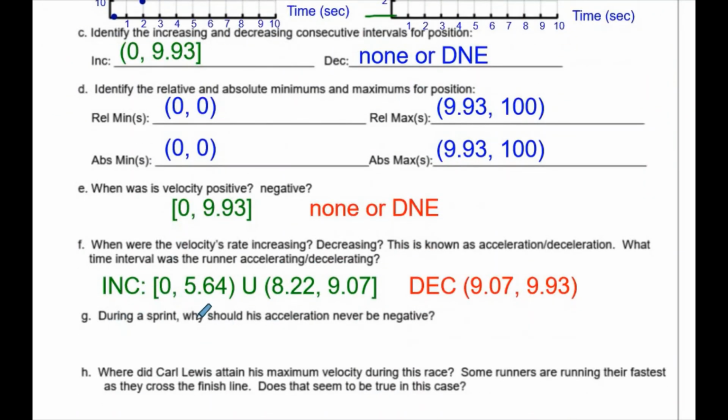So the next thing is, during a sprint, why should his acceleration never be negative? Well, you are told as a sprinter to just run as fast as you can the whole time in order to have your race have a constant acceleration. You want your acceleration the entire time to be positive.